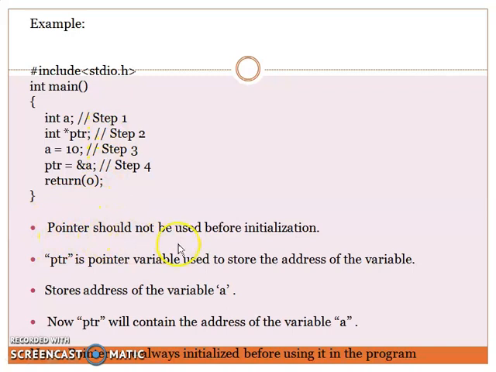Some points we have to note when declaring a pointer variable. A pointer should not be used before initialization, and a pointer is a variable that is used to store the address of another variable. So in this example we are using a pointer variable to store the address of the variable A. After that, the pointer variable will contain the address of the variable A. And one more important note, pointers are always initialized before using them in the program.